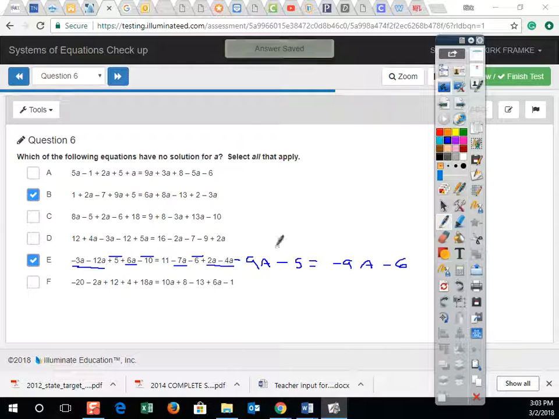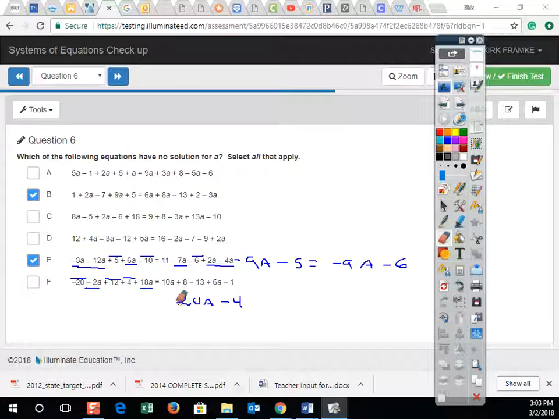And finally, we have -2a plus 18a, so that's 20a. -20 plus 12, that's -8. -8 plus 4 is -4. Let's see if I did that right. Oh, sorry, -2a plus 18a, that's 16a, my bad. Oh, see, never happened.